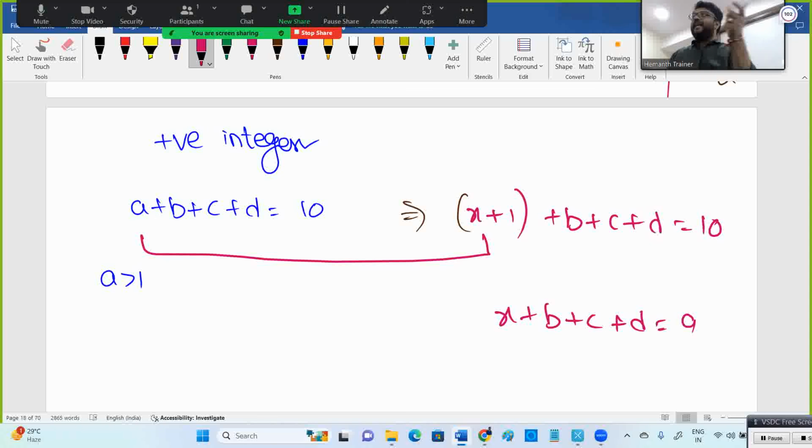Instead of A, I am taking x plus 1, to make sure the given condition A greater than 1 holds. If they say A greater than 3, instead of A, we will put x plus 3. Again, if it is non-negative, there is a different equation we need to consider. Non-negative means 0 is allowed. 0 plus 1 is not greater than 1. So x plus 2 I have to take if they said non-negative. All this you need to think through.